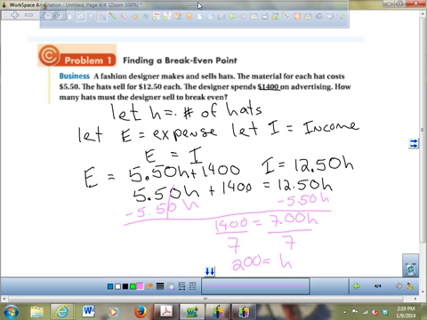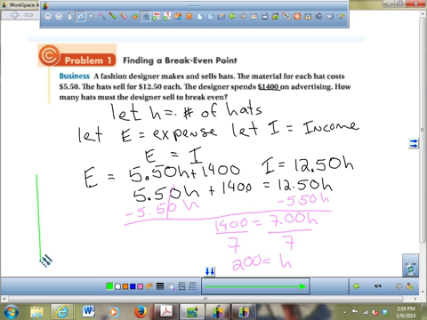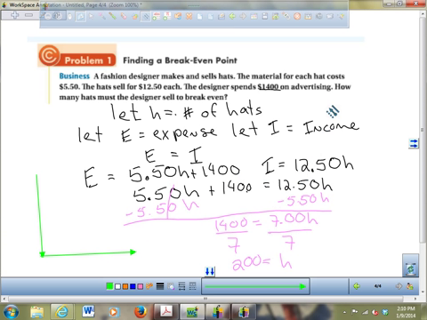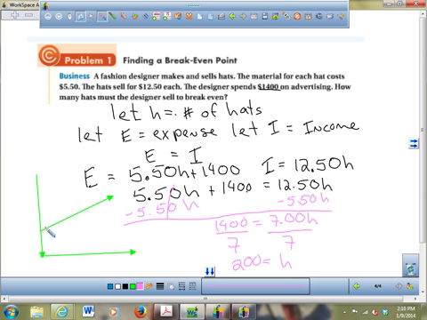Now, just to show you, I think it's kind of interesting to see what's going on here. What I have, oops, the lines are going the wrong way. So what these two equations look like is you have one that starts at 1,400 and goes up, where that's really the slope of that line, right? So this might be your expense, 550H, starting over here at 1,400, where your slope is actually the 550.